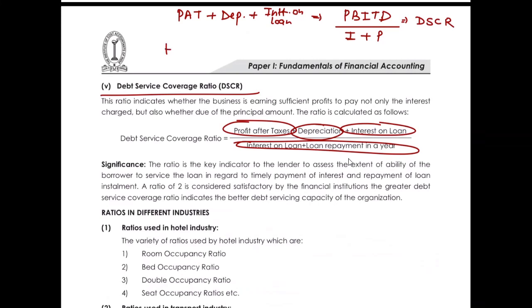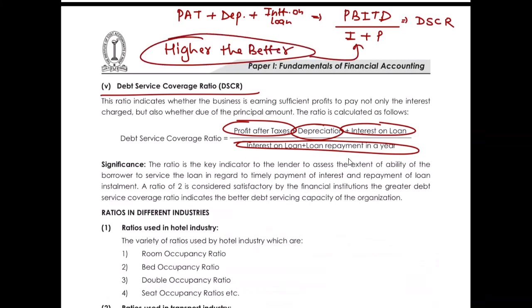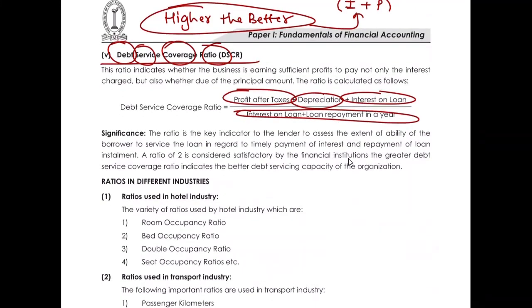Again, the higher this ratio is, the better, because this shows you have more than enough money to pay your installments of interest and principal. Your debt is being covered by the profit. That is called the debt service coverage ratio. That is the concept behind that. Okay. Again, from the name, you can understand this.